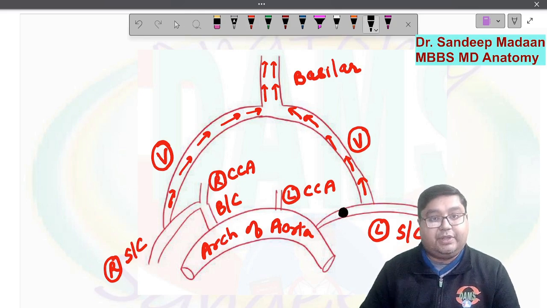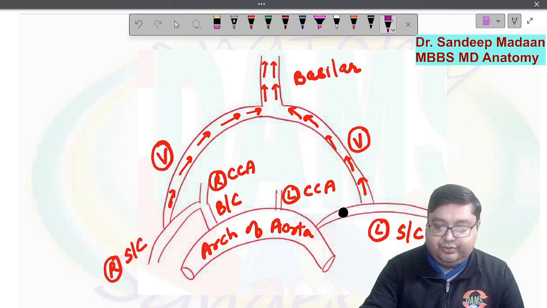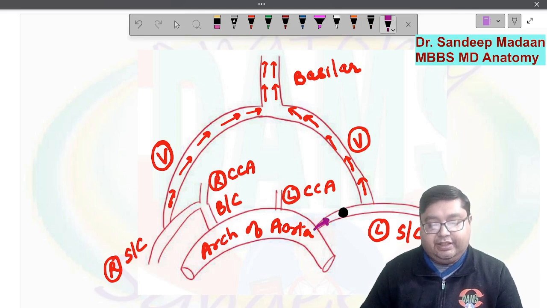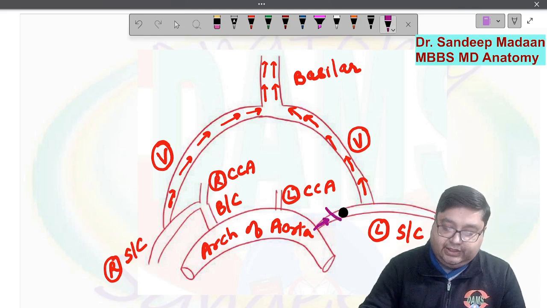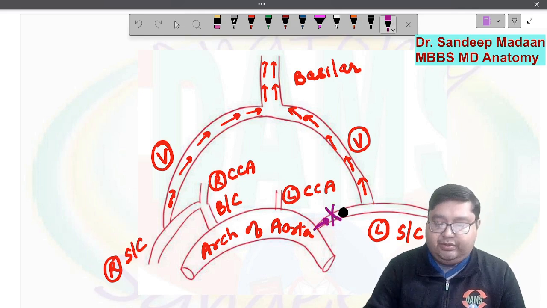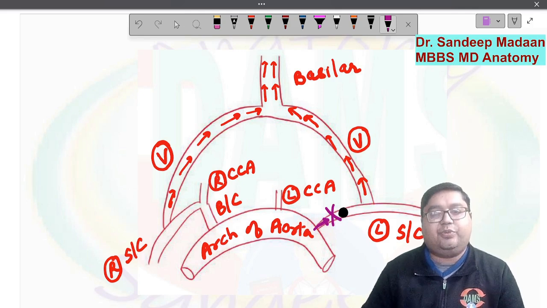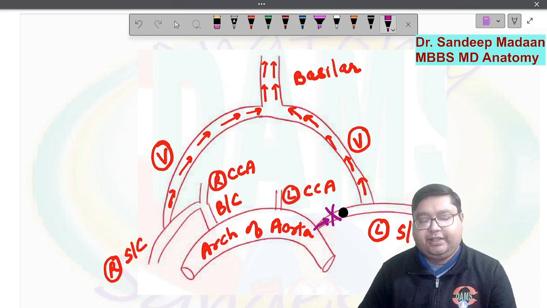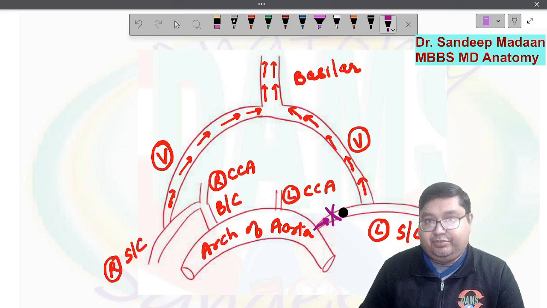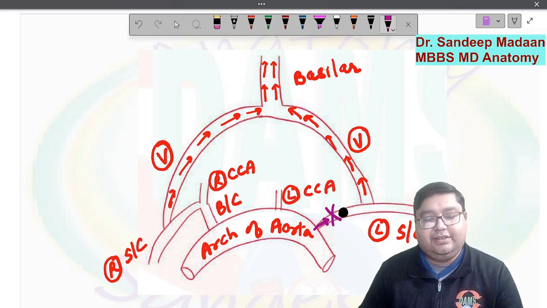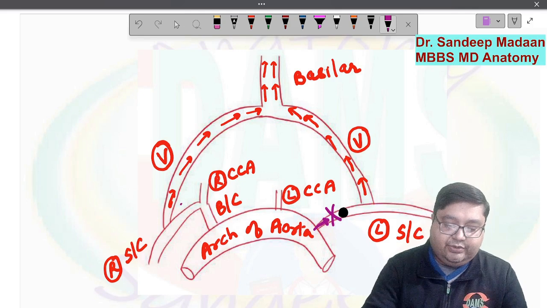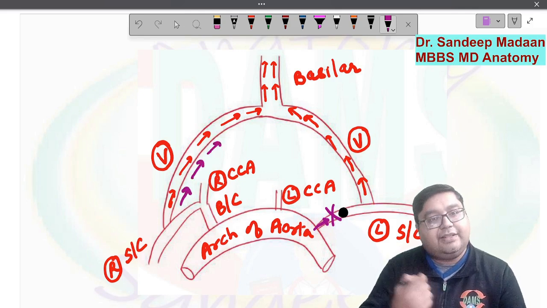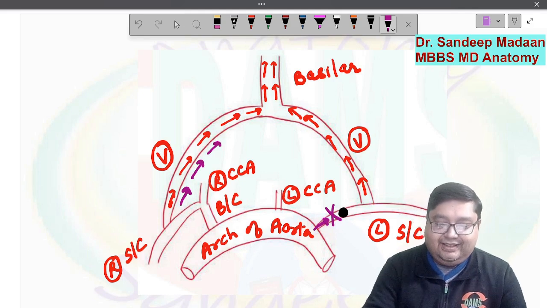Now, because of the obstruction, the blood which was supposed to go from the arch of aorta to the subclavian can't go. If it can't go from this side, there will be no blood in this segment. The blood is not there. So for the time being, we can consider, just hypothetically, that the vessel will become empty or the pressure will be zero. But the blood is going from this side. I'm just showing this with the arrow outside, but obviously blood is traveling within the blood vessel.